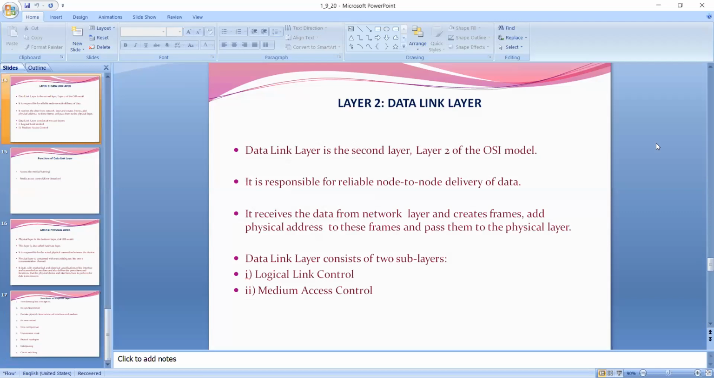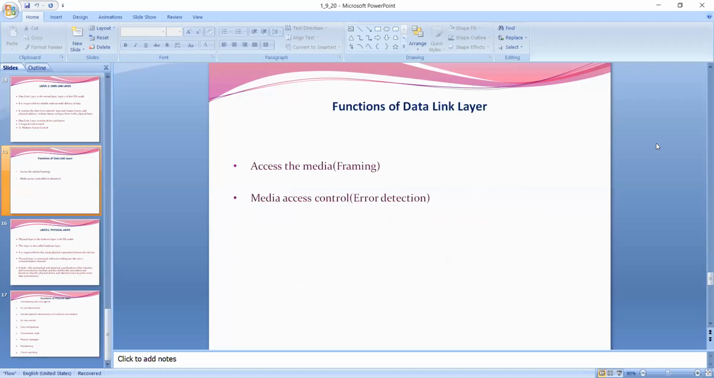Coming to the functions of the data link layer, first it gives access to the upper layers. Generally data is transmitted from the upper layer to the lower layer, but the data link layer gives access to the upper layers in order to allow the data to be visible at the receiver. Next is known as framing. And the next function of the data link layer is medium access control.